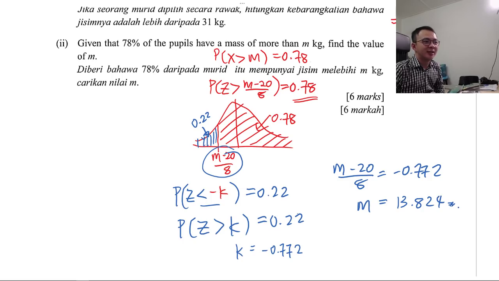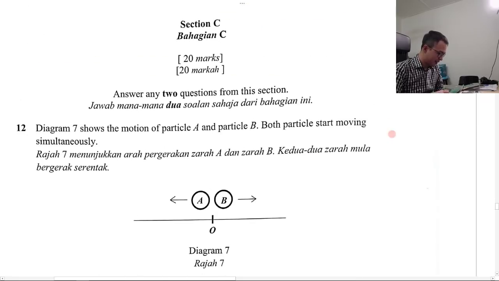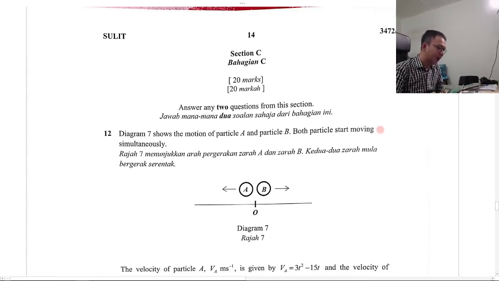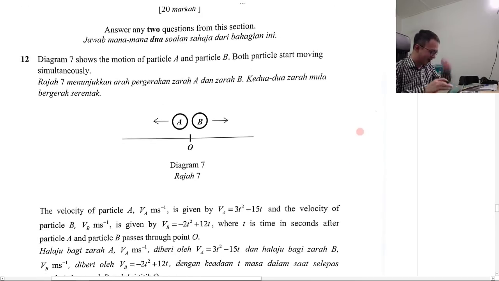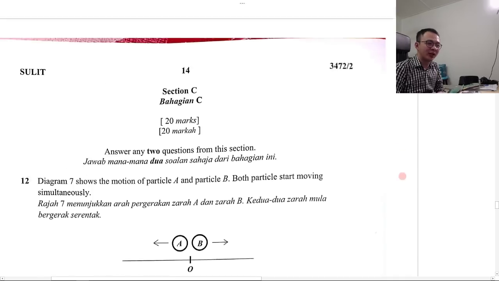Alright, and then this is how we do this question. Okay, section C. I'm going to do it a bit quicker because I'm very hungry. I haven't had my dinner. So 1 minus.